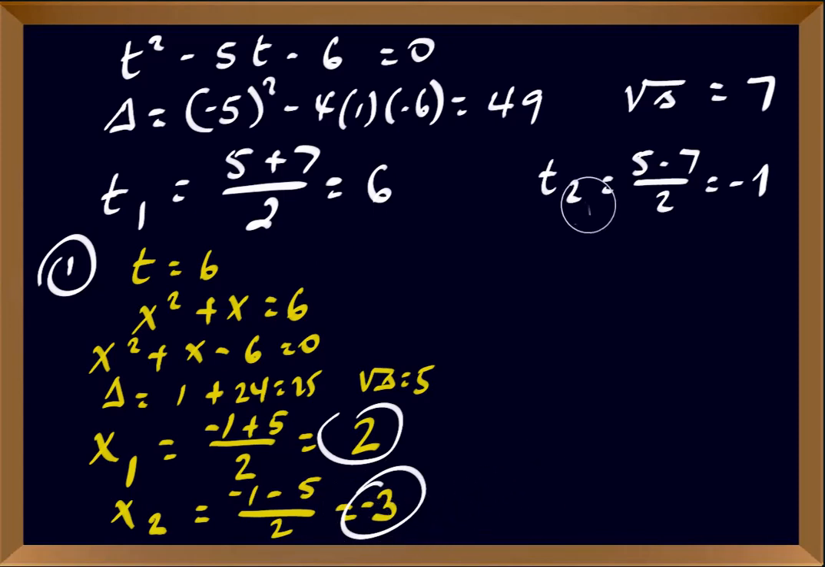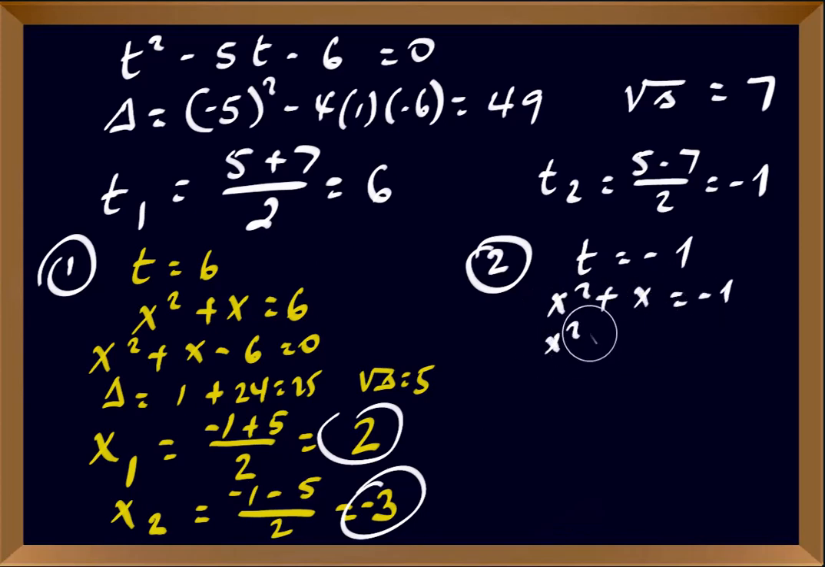So in the second case, we found that t is equal to minus 1. That means x squared plus x is equal to minus 1. Otherwise, x squared plus x plus 1 is equal to 0. Now if you take the discriminant delta here, it is equal to 1 minus 4, which is minus 3, or 3i squared.